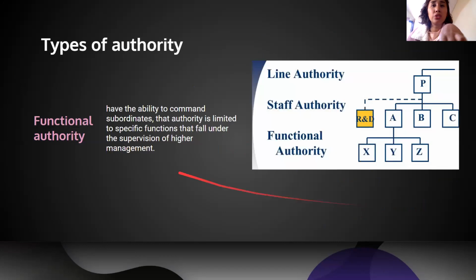And we have functional authority. Have the ability to command the subordinates, but the authority is limited to specific functions. So parang supervisory. Limited lang yung authority nila.